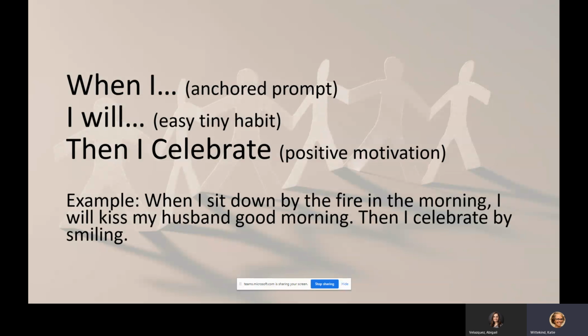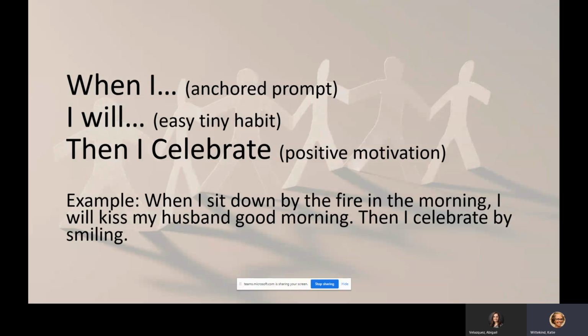Okay, so take a minute and fill in the blanks here with when I, and put in your anchored prompt, I will, and put in your 30-second tiny behavior, then I celebrate, and then write down the way in which you plan to celebrate. So go ahead and just take a minute to do that. Okay, we're going to move on. If you didn't get a chance to finish this, then feel free to just write out when I, I will, then I celebrate, and you can fill in the blanks later.